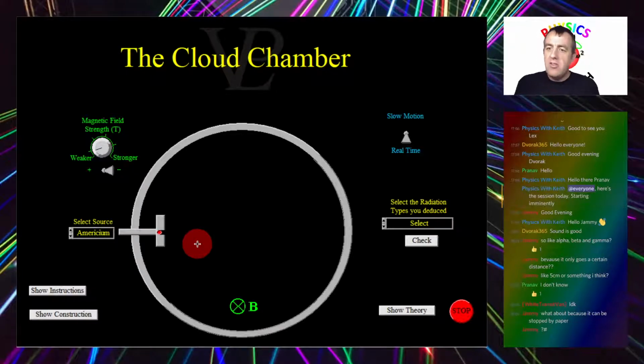So Jammy suggested that it could be stopped by paper, which is true. Alpha particles can be stopped with a thin sheet of paper. But I don't have a thin sheet of paper here. So is there another clue? And the clue, by the way, is this little green symbol down here. I wonder if anyone recognizes this little green symbol at the bottom.